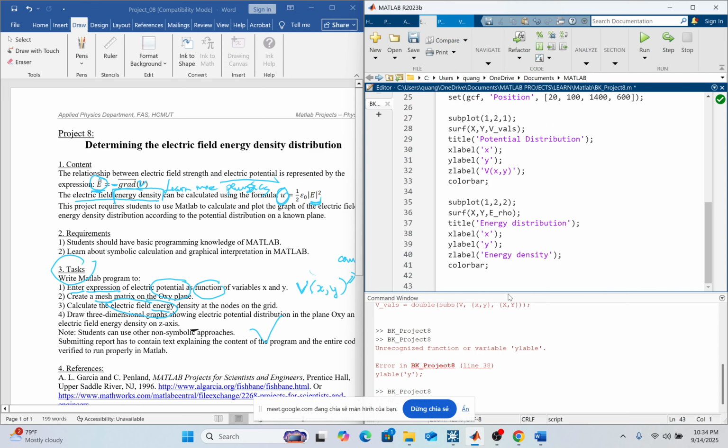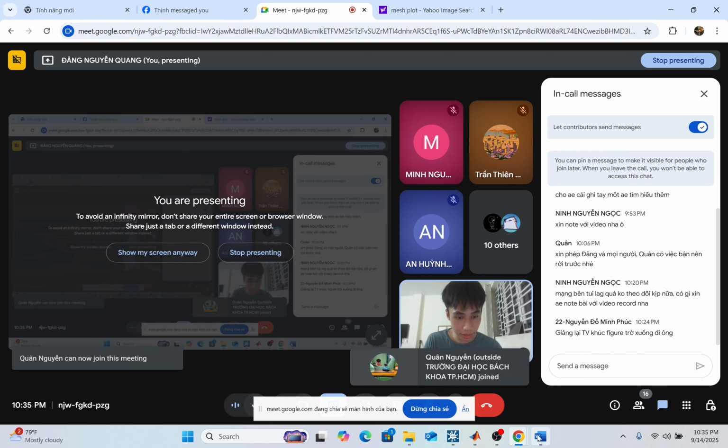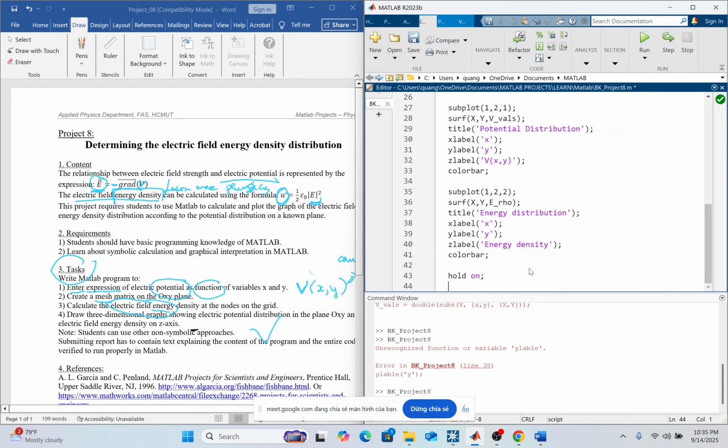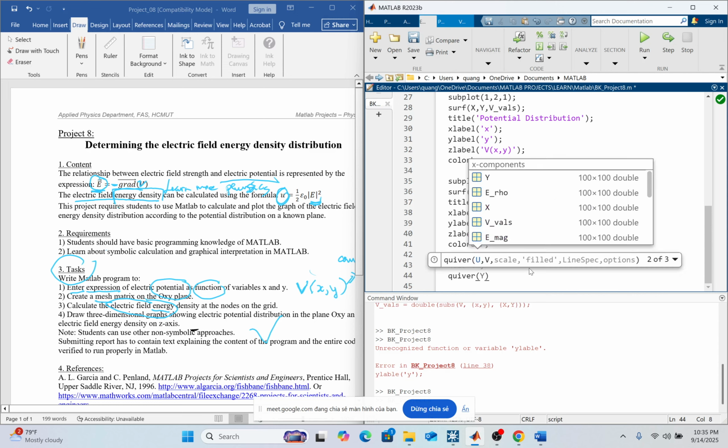I will add the E vector here, so I can do it like this. I can use hold on. It's like, wait, don't end the program here. This hold on here is like, don't close the window here. I will add something onto that window, and I can use the quiver. Quiver is like drawing arrows.